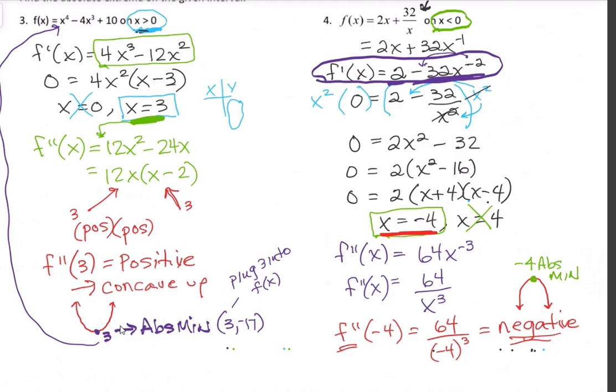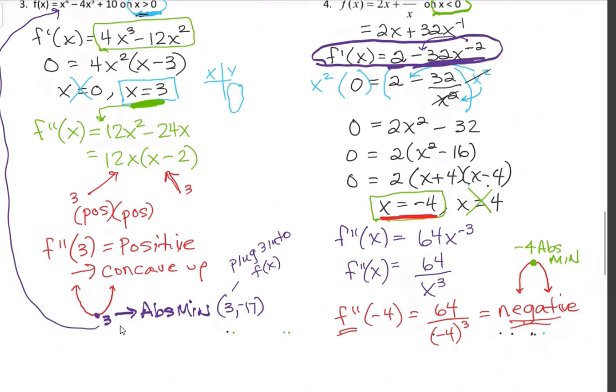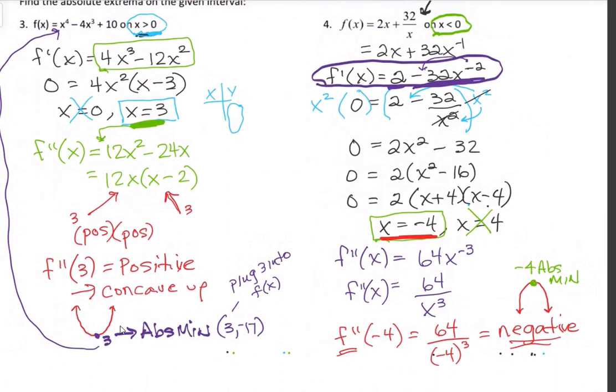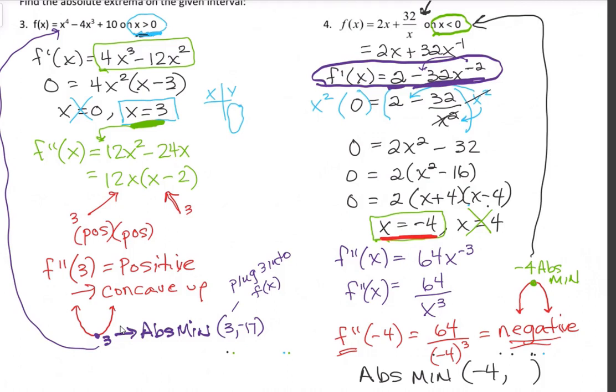So all I need to do to finish up then is, I need that function in my picture, I need to figure out my y value. So my absolute min is going to be -4 comma, and we want to plug that -4 back into the original function. So I want 2 over -4 plus 32 over -4, and that's going to give me a y value of -16.